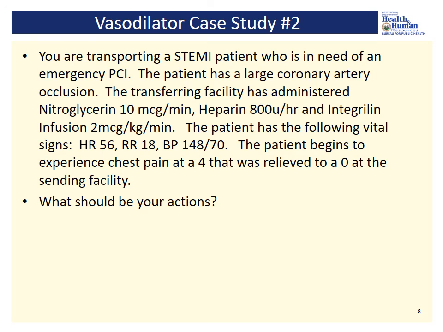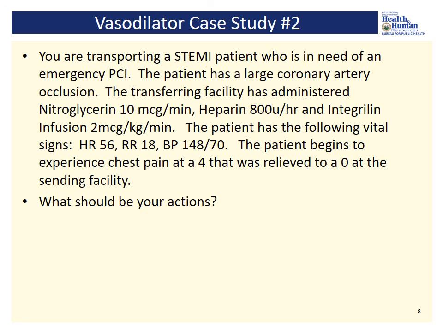Vasodilator case study number 2. You're transporting a STEMI patient who is in need of an emergency PCI. The patient has a large coronary artery occlusion. The transferring facility has administered nitroglycerin at 10 mics per minute, heparin at 800 units per hour, and an Integrilin infusion at 2 mics per kilo per minute.